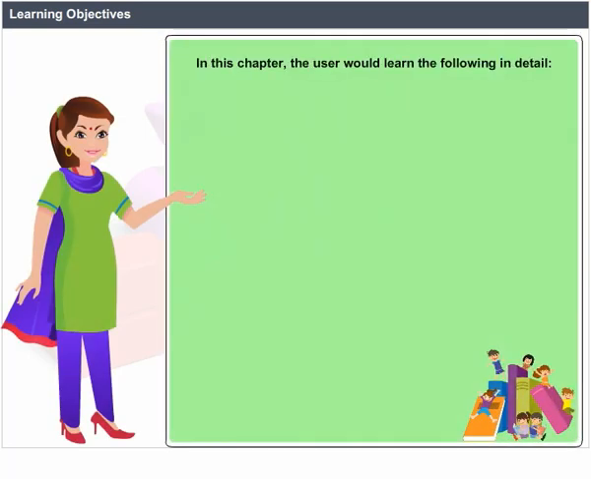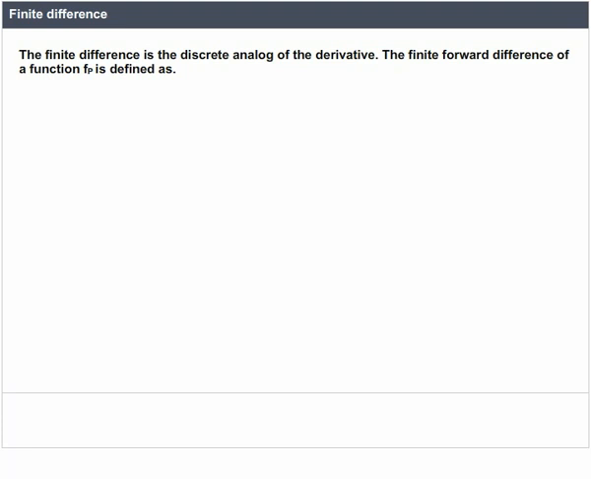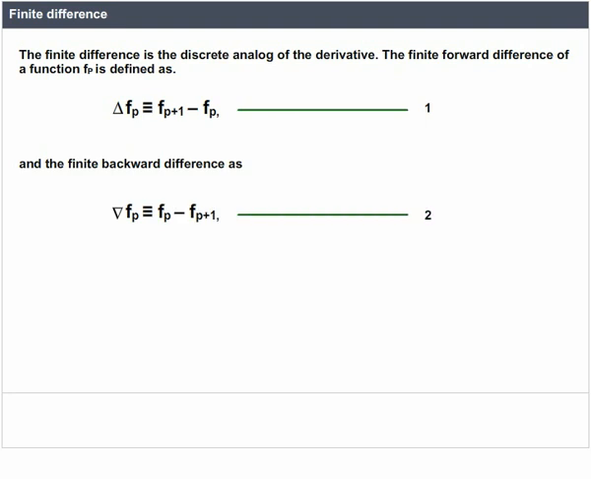Learning objectives. In this chapter, the user would learn the following in detail: finite differences, Newton interpolation formula, Lagrange's interpolation formula. The finite difference is the discrete analog of the derivative. The finite forward difference of a function f_p is defined as Δf_p ≈ f_(p+1) − f_p, called equation number 1. And the finite backward difference as Δf_p ≈ f_p − f_(p−1), called equation number 2.